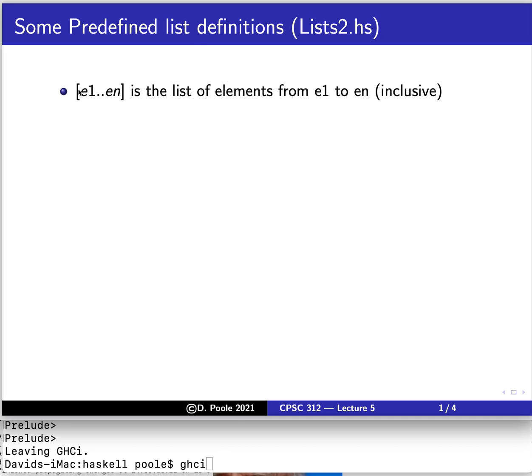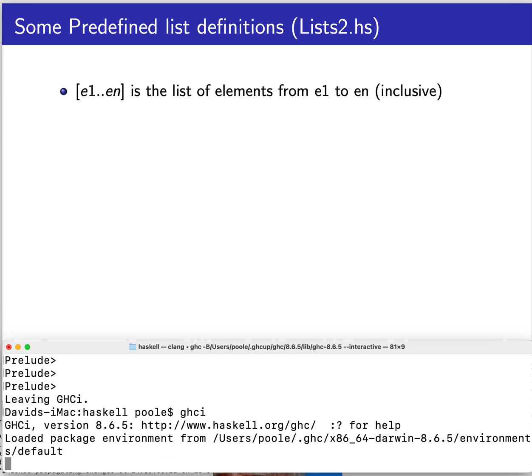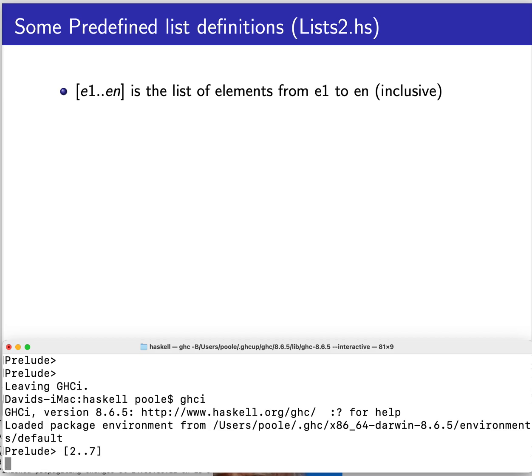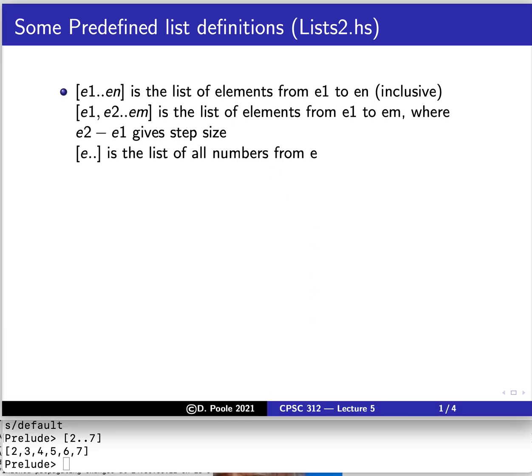So first of all, you could write just [E1..En] as a list of elements from E1 to En inclusive. So if we just do this, let's start GHCI. If I just go [2..7] as a list, it's going to tell me 2, 3, 4, 5, 6, 7. Okay. This is pretty extensible.